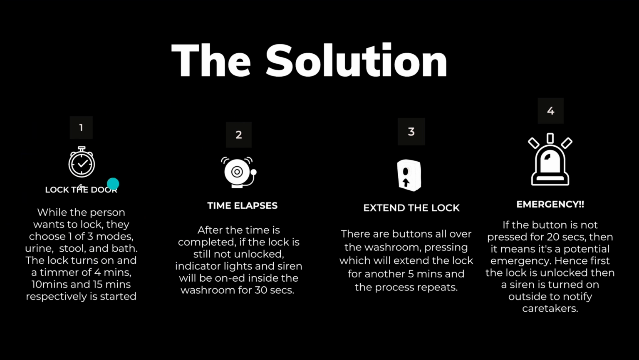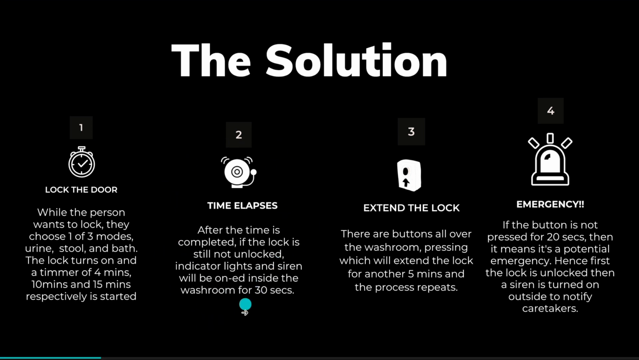As soon as the 10-minute timer is over, there will be a buzzer and lighting system inside the washroom which will turn on, and the user will get 30 seconds to extend the lock and provide an assurance that they are still there safely and there is nothing wrong. There will be these buttons installed all over the washroom at convenient locations, let us say next to the toilet sink, next to the shower, etc. They can press this button to provide the assurance that nothing has happened.